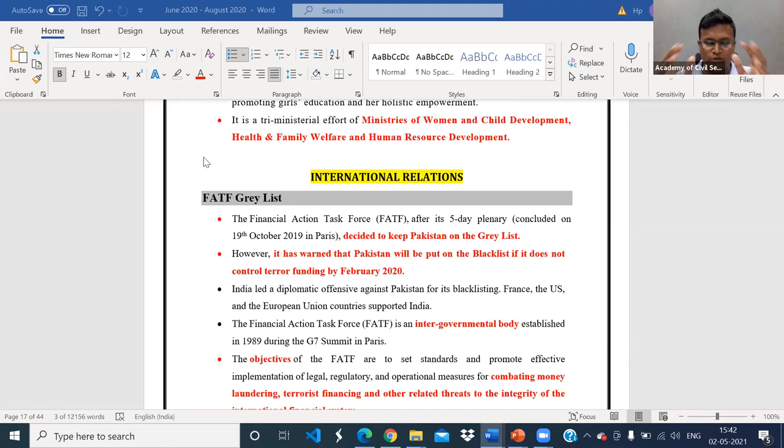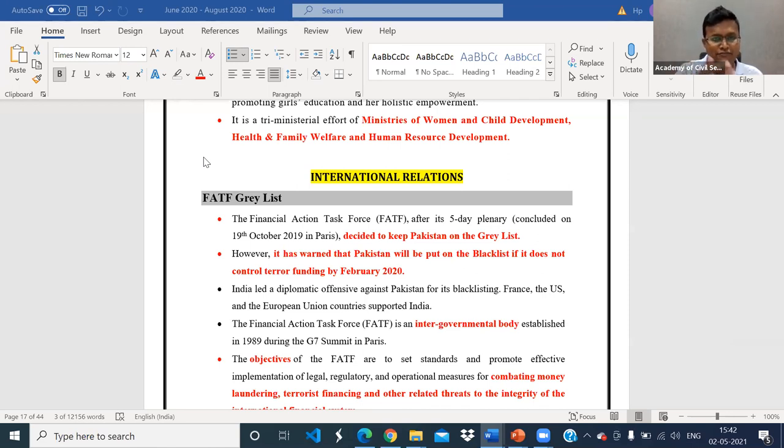Coming to certain important topics of international relations. The first one we are discussing is the FATF grey list. Hope you remember, in the economy class we had discussed something regarding FATF, in the foreign institutional investors class. The FII investors in India, from the countries which have signed the FATF agreement, can invest directly without any permission from the government of India.